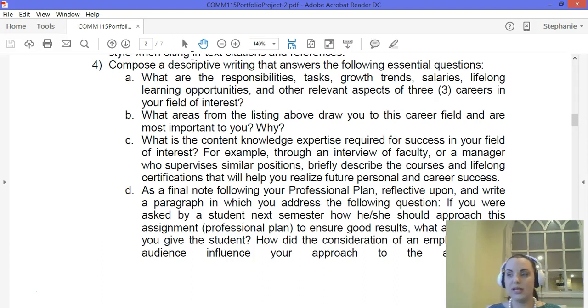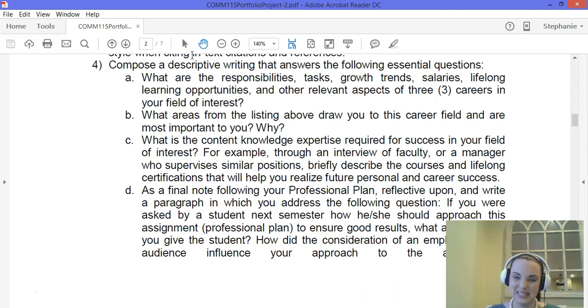You're going to talk about growth trends. Is there a demand for more people to have business degrees? If so, what's the growth trend like for the next few years? You'll find all of that on government websites. You could go onto a general search engine such as Google and type in growth trends for general managers, or growth trends for medical billers and coders.